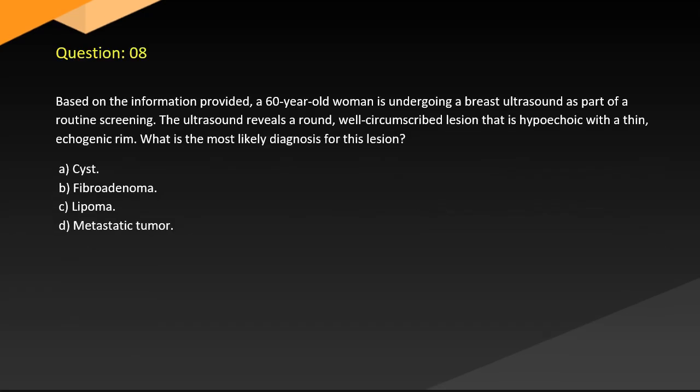Question 8. Based on the information provided, a 60-year-old woman is undergoing a breast ultrasound as part of a routine screening. The ultrasound reveals a round, well-circumscribed lesion that is hypoechoic with a thin echogenic rim. What is the most likely diagnosis for this lesion? A. Cyst. B. Fibroadenoma. C. Lipoma. D. Metastatic tumor.